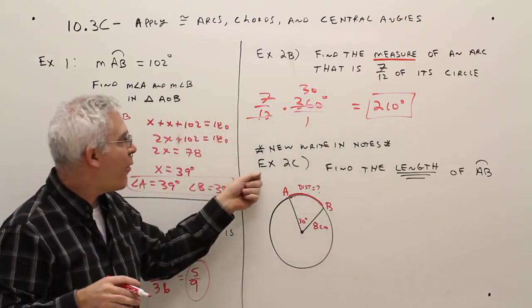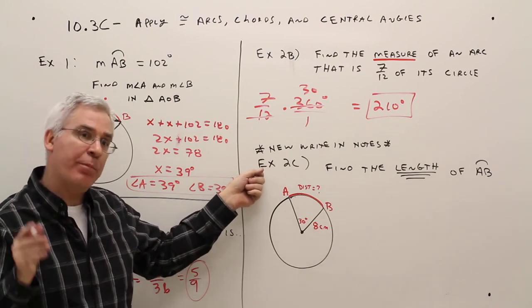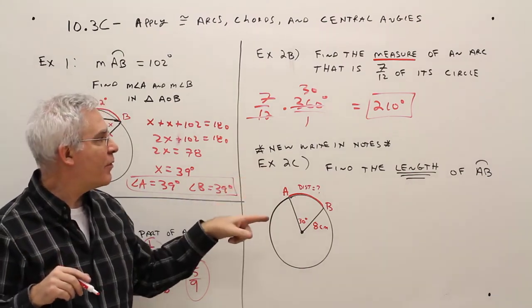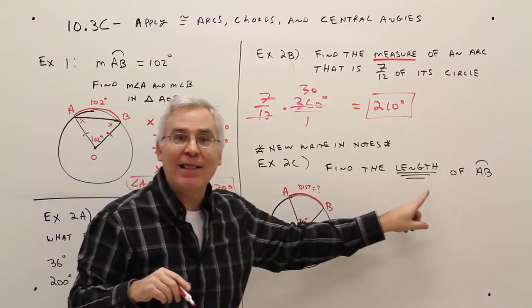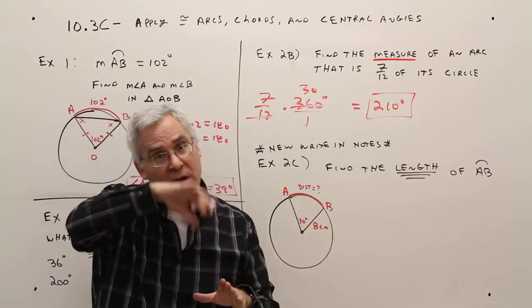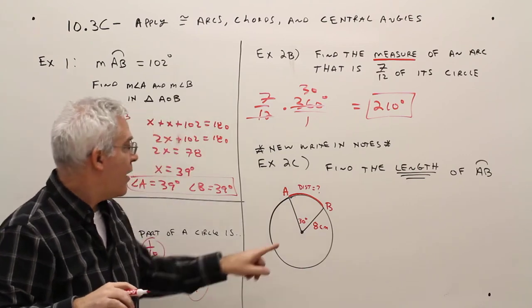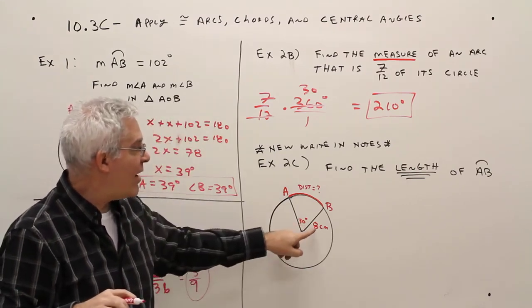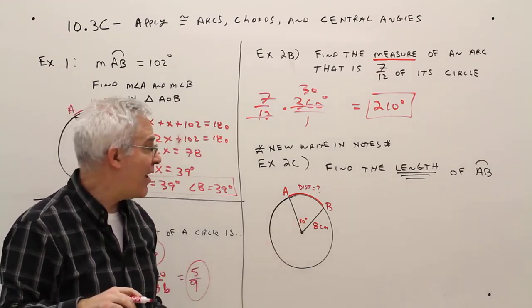All right, and I wrote in one more example. Please put that in your notes. It's called example 2c. Find the length of arc AB. So I'm looking for the distance from point A to B along the circle. The central angle is 30 degrees and the radius is 8 centimeters.